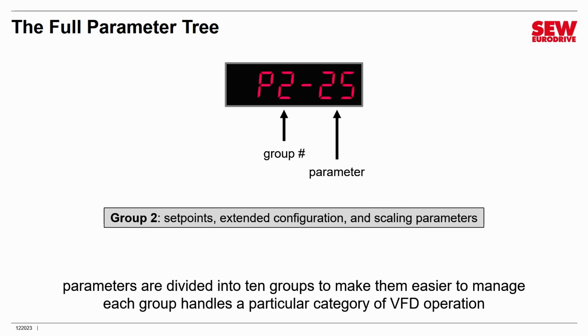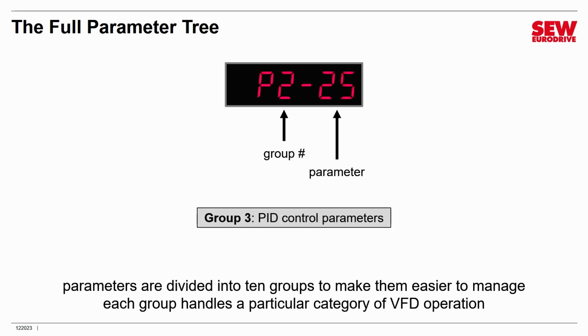Group 2 contains things like set points, extended configuration information, and some parameters that deal with something called scaling. Group 3 contains the PID control parameters when you're operating the VFD in PID control mode, which is a fairly advanced mode. Group 4 contains parameters associated with the motor and with braking. Group 5 contains parameters associated with field bus and communications.